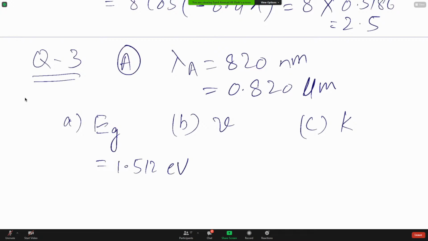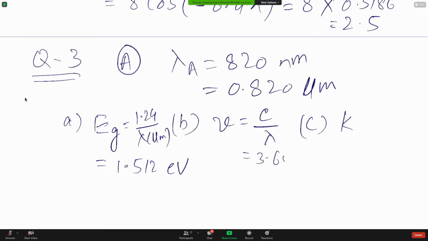Okay. Now what about the frequency? I got 3.65 times 10 to the 14. Yeah, 3.65 times 10 to the 14. Correct. The formula we are using is c over lambda. And your answer is 3.65 times 10 to the power 14 hertz.